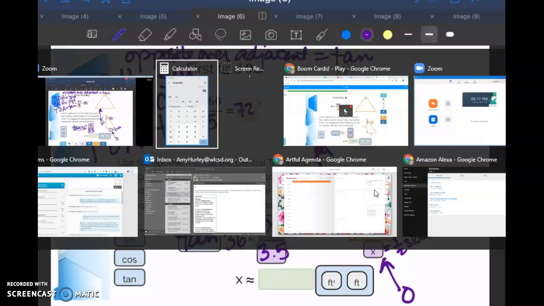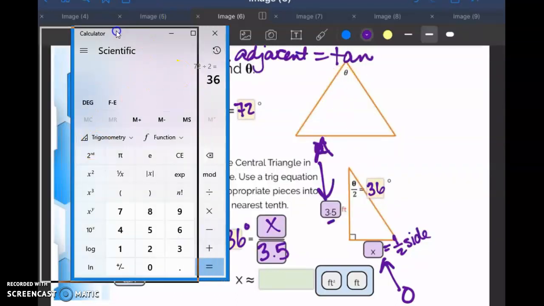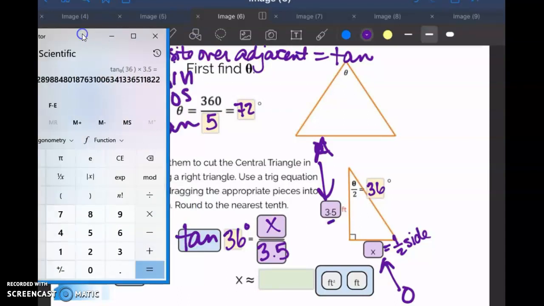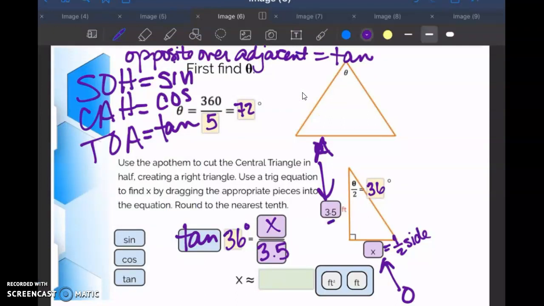Now all we have to do is a little bit of calculation again. We need tangent of 36 degrees times 3.5, and that is 2.5. Is it feet squared or is it feet? Well, what are we finding? Are we finding an area or a length? We're finding a length of a half side. So it's 2.5 feet long, not feet squared because it's not area.